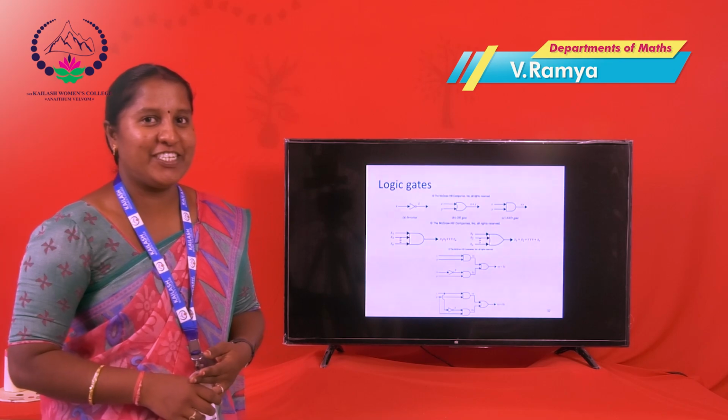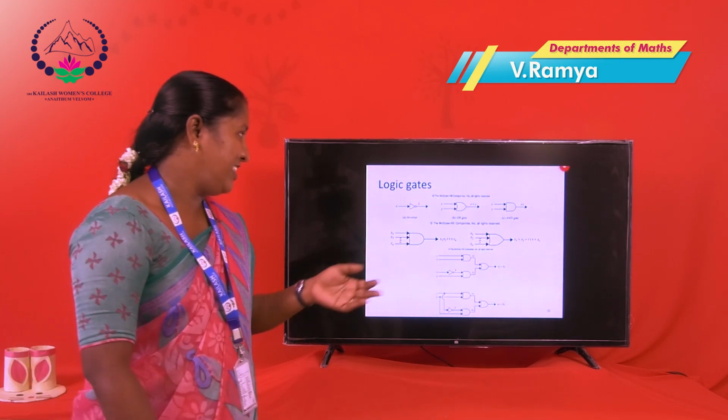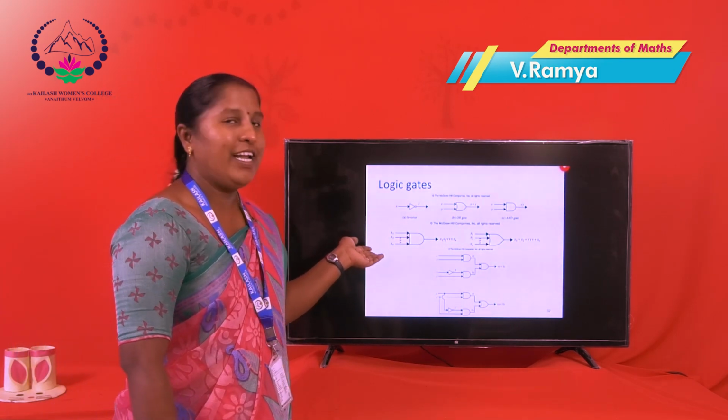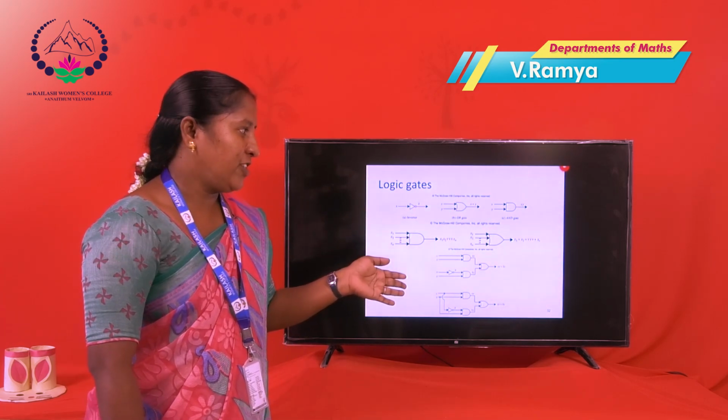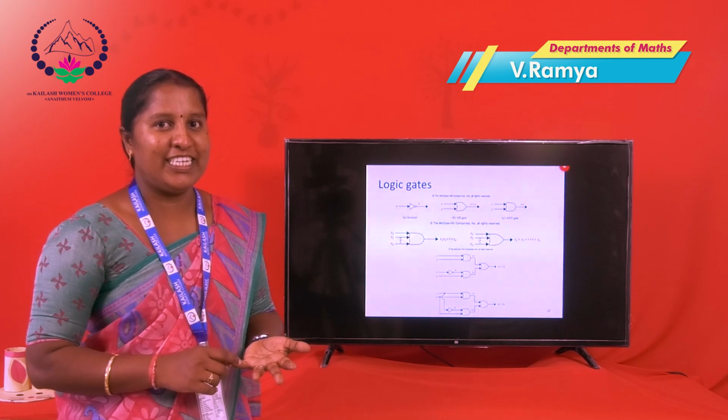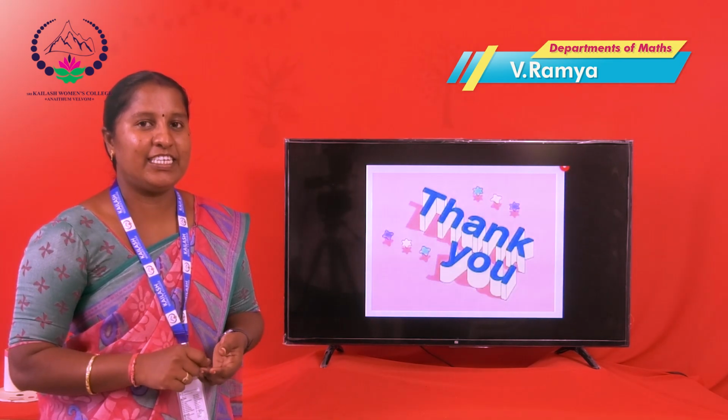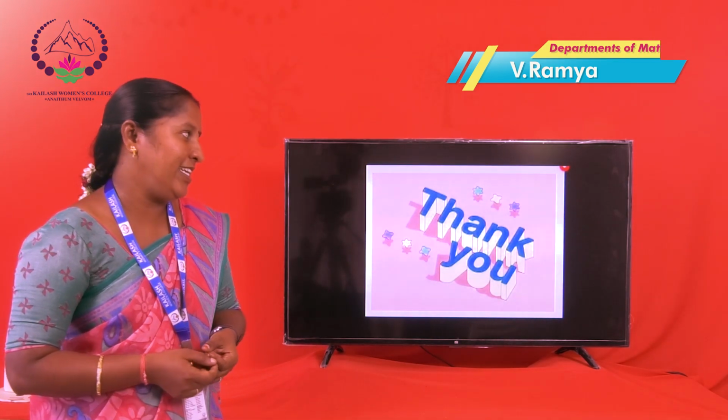Finally, we see the applications of discrete mathematics. Discrete mathematics is used in logic gates. So today, what are all the things we saw? Conjunction, disjunction, negation, conditional, and biconditional.